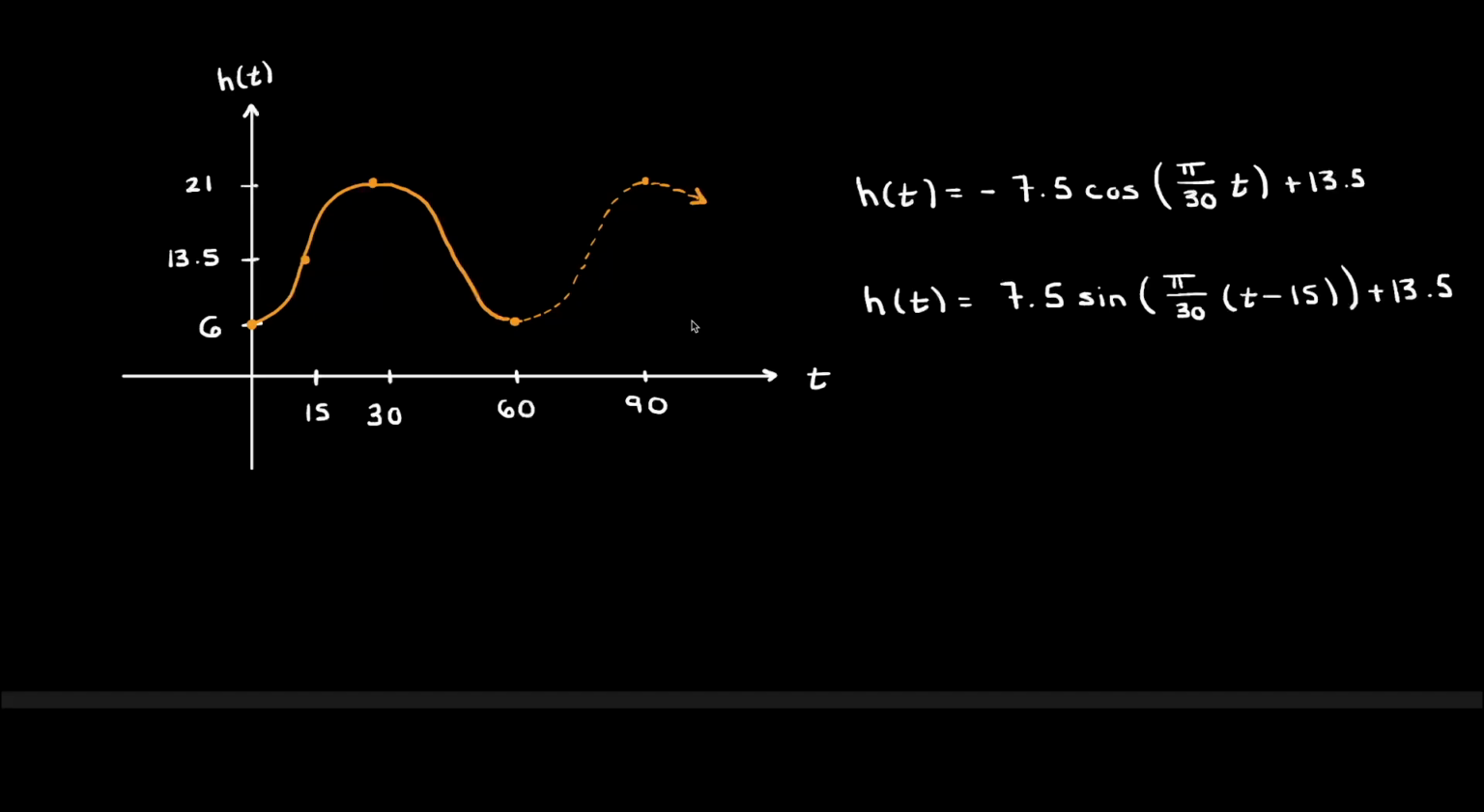One way to model this equation would be to recognize this as a regular cosine, right? But this is a reflected cosine. It's a cosine that's been reflected over the x-axis.